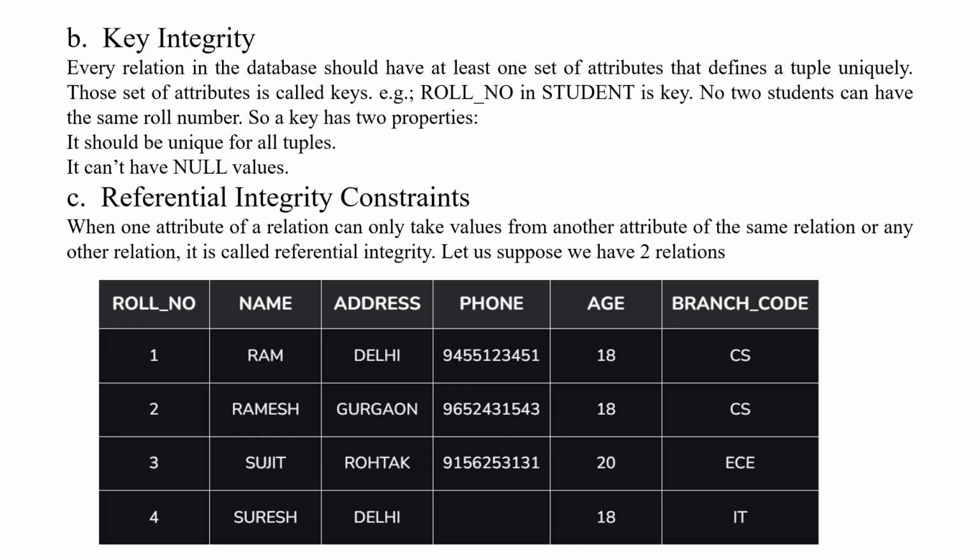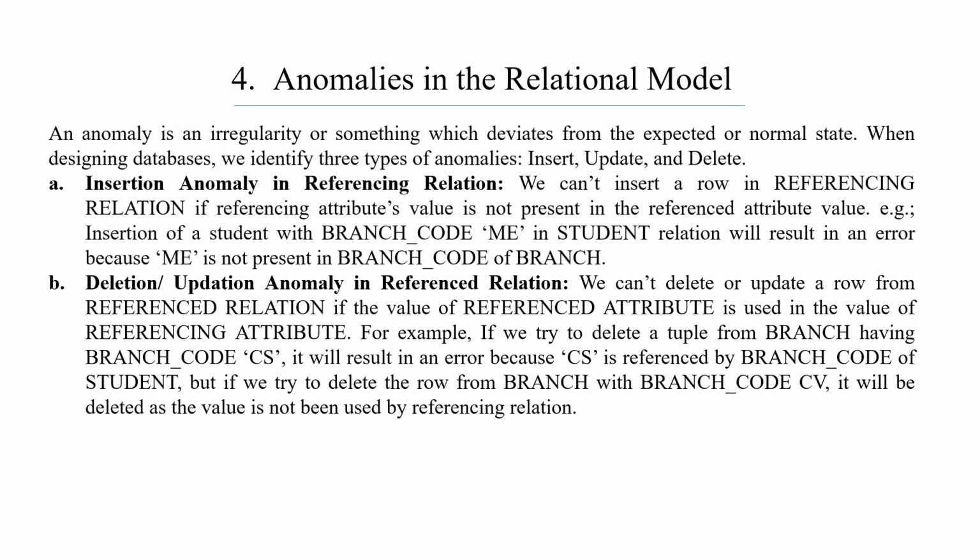For example, consider this branch code. Here we are inserting a branch code called CS or IT or ECE. When we are inserting these values, the table will accept. Suppose we are inserting a branch code called ME. It should not accept because it is not a valid branch code. So this is known as insertion anomaly.